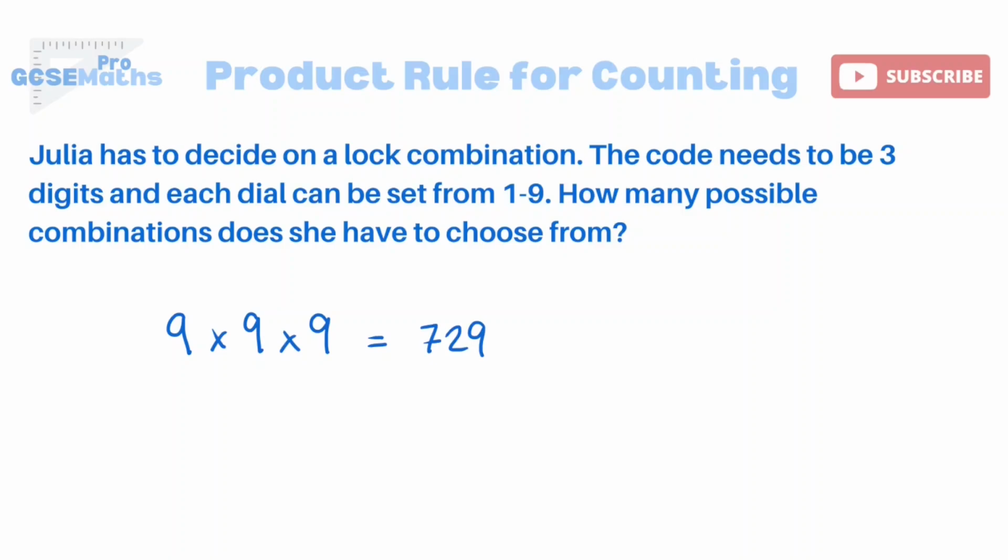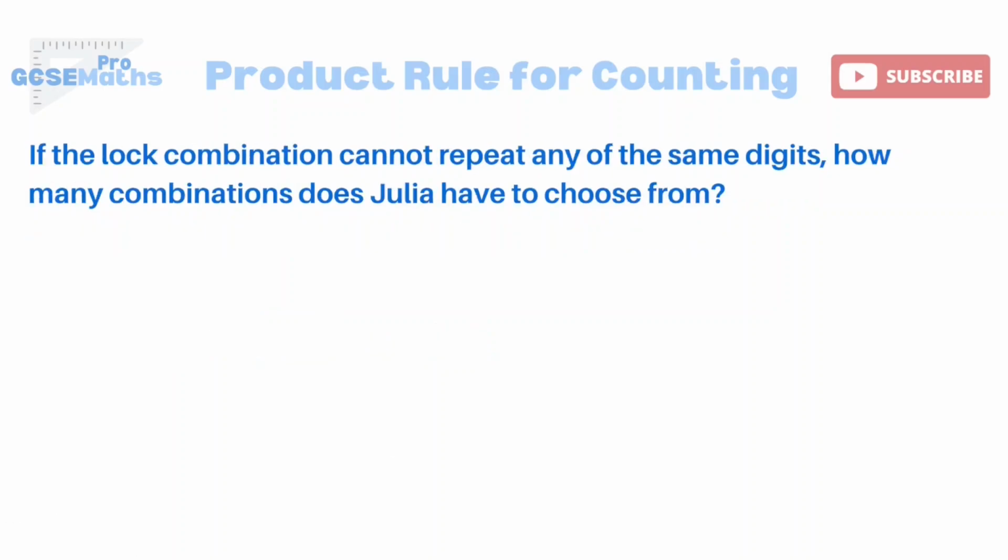However, when I then go to part B, you'll see how that could actually be more specific and differ. So this is like part B of our question. We've still got the same lock, and they've now said if the lock combination cannot repeat any of the same digits, how many combinations does Julia have to choose from? So for part A, we just didn't account for the fact that we would obviously have combinations with multiple digits. So for example, we could have had 555, we could have had 232, they've repeated digits. In the first part of the question, they weren't very specific about that, so we just assumed that we could choose 9 from the first dial, 9 from the second, and 9 from the third.